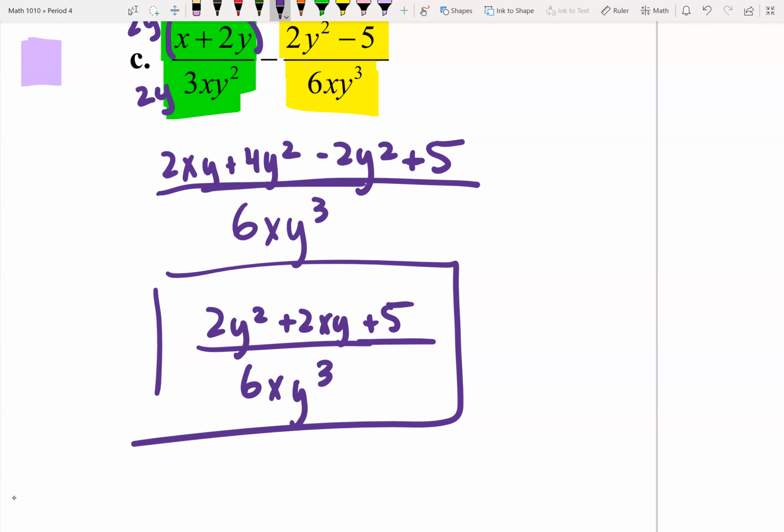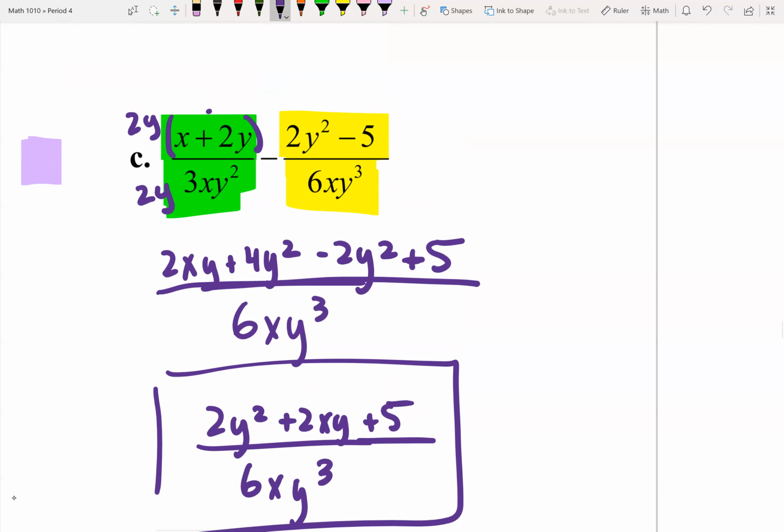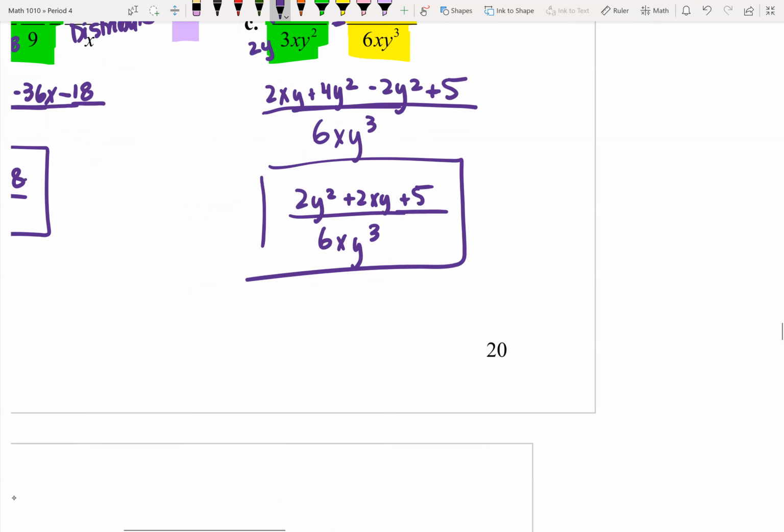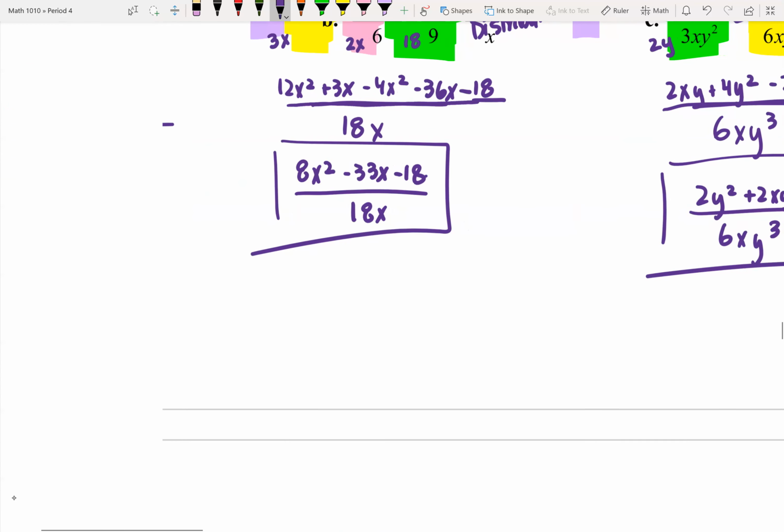It changes because it's a negative 5 times the negative outside. You're taking this negative right there and distributing it to 2y squared minus 5. Yep, and that's where people mess up. Come on. Okay, here we go.